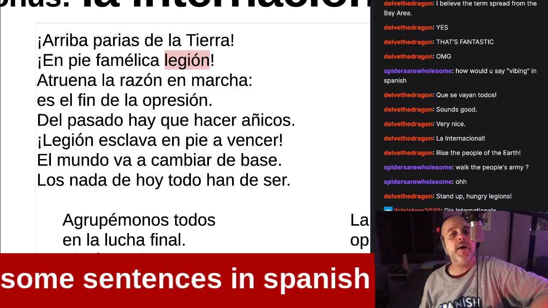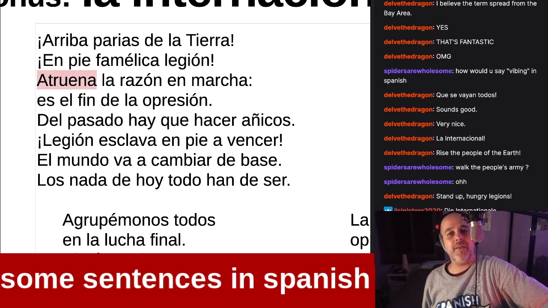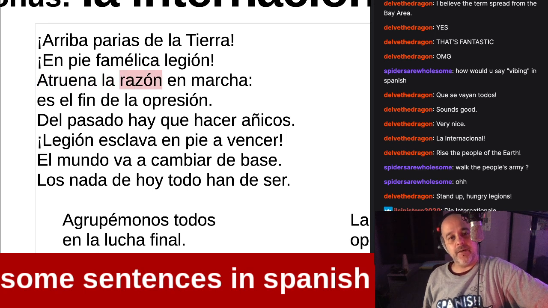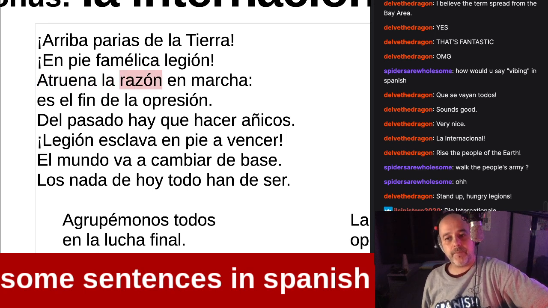Atruena la razón en marcha, es el fin de la opresión. Atruena, atronar is to thunder, as a verb. La razón, the reason. Yeah, stand up, you hungry, rise the people of the earth, stand up, hungry legions. Yeah, the Internationale. So, la razón, the reason.